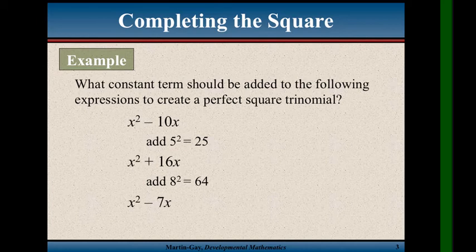How about this one? Negative 7. The answer is 7 over 2 squared, which is equal to 49 over 4. Okay? So we divide 7 by 2. How about 10? We divide it by 2. That's why we got 5, and then 5 squared is 25.